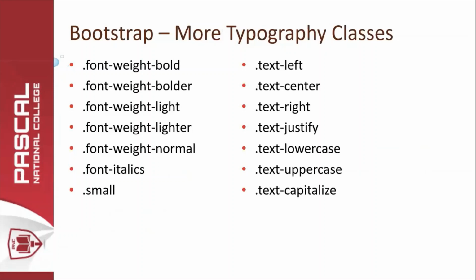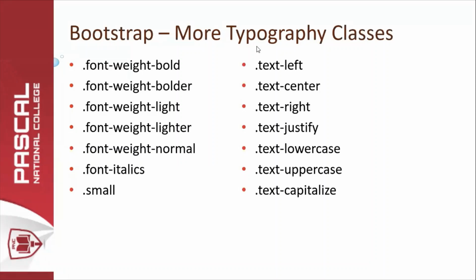So, more on some typographic classes. If you want to show your text, let's say, in bolder, these classes you can use. If you want your font to be shown lighter, then these classes you can use. If you want your font weight to be normal, then just use font-weight-normal. Similarly, for italics, you can use font-italic. If you want to show your font small, then just use this class, small.